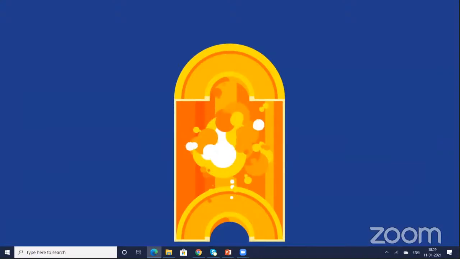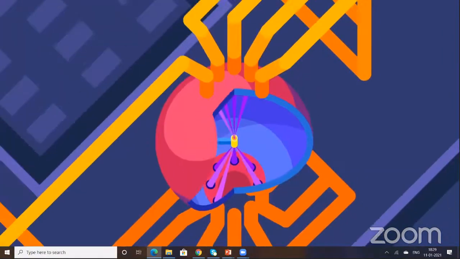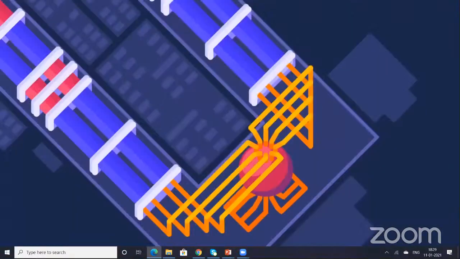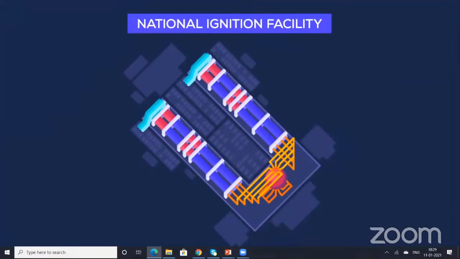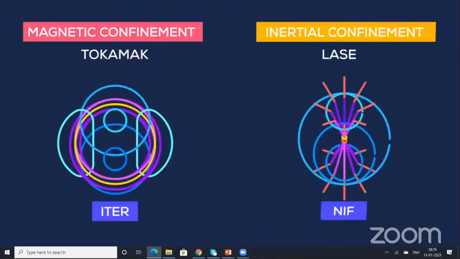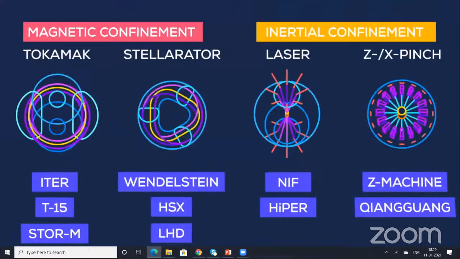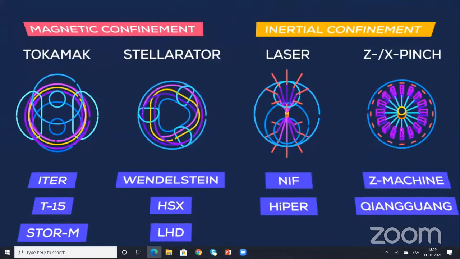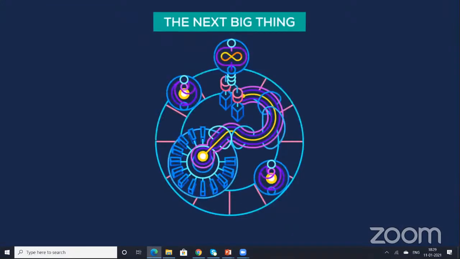In fact, one of the most powerful lasers in the world is used for fusion experiments at the National Ignition Facility in the US. These experiments and others like them around the world are today just experiments. Scientists are still developing the technology.